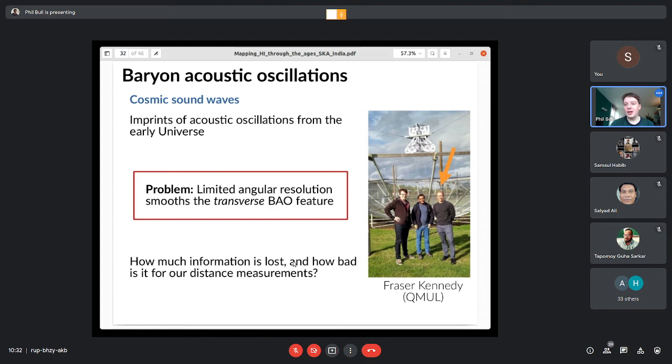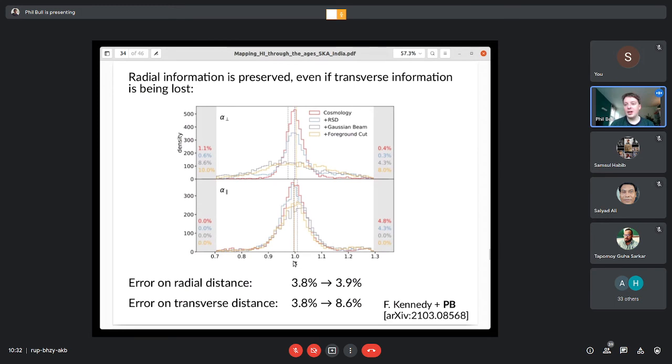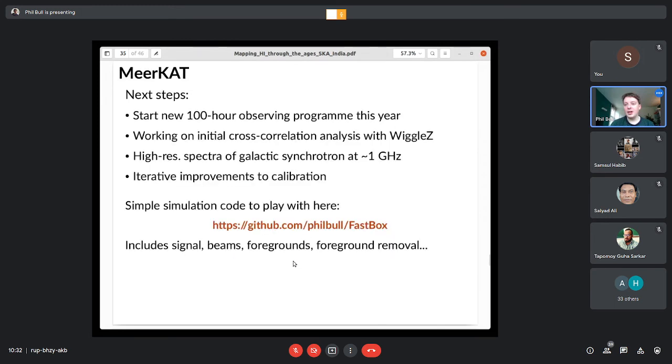And then I'm going to skip over this stuff and just mention we've already started a 100-hour observing program, or what we hope will be about 100 hours, cross-correlations with the WiggleZ survey to try and detect the 21 centimeter signal at low redshift in cross correlation, but never with so many dishes.